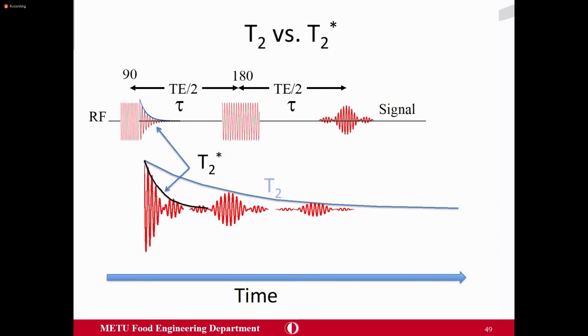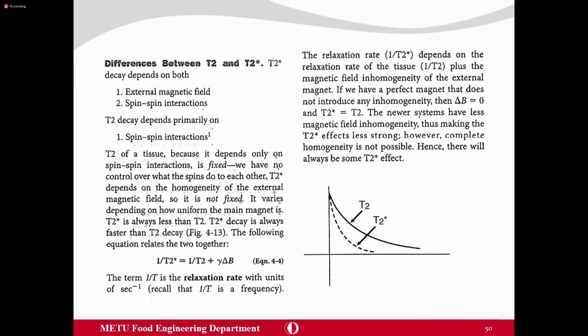Let me show you one important point. If you just look at the decay in the FID, the free induction decay, what you are measuring is usually T2 star. On the other hand, if you look at the decay in the echoes, what you see is the T2 decay, the T2 relaxation. So with increasing echo time, we obtain an increasingly decaying signal, and that helps us generate the T2 decay curve.